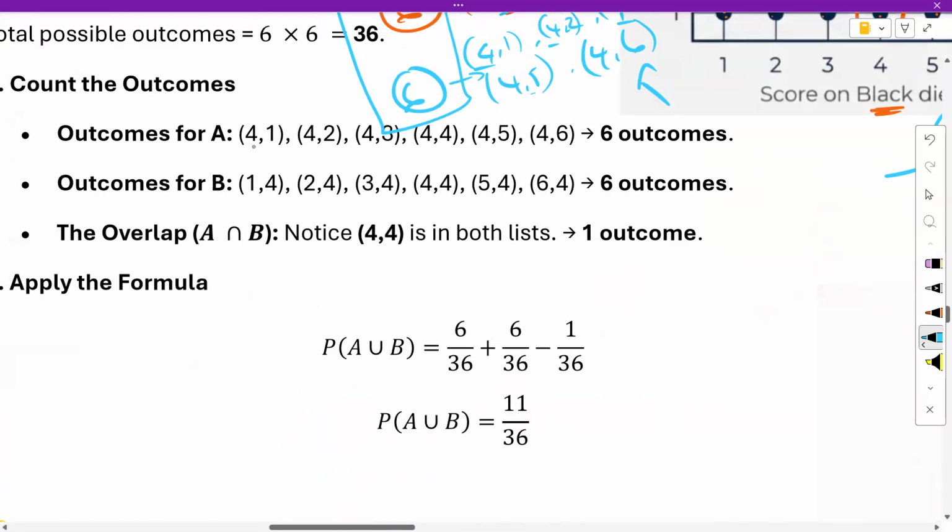Count the outcomes. Outcomes for A: 6 outcomes. Outcomes for B: 6 outcomes. And the overlap. Notice 4 comma 4 is in both sides, so that is one outcome. Apply this formula, then we will get A union B. The probability of getting A or B is 11 over 36.